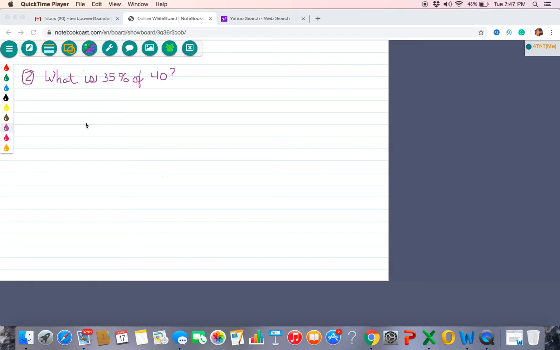So now we're going to look at this problem here I've already set up, which is problem number 2. What is 35% of 40? So again, one of the ways that we can solve this is to do 0.35. Oh, I wanted to change the color. Let me just change the color to blue and do 0.35, because that's 35% as a decimal, times 40.